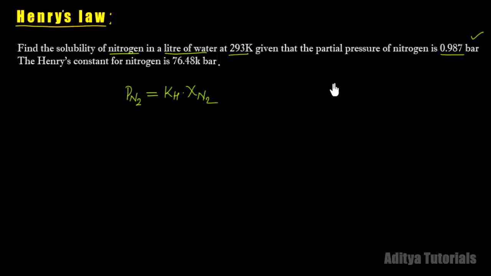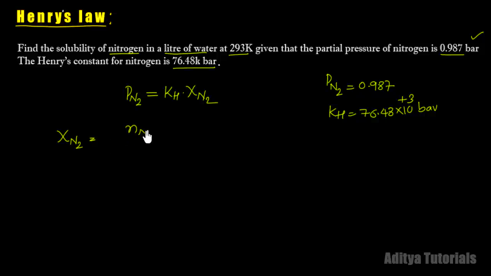Here the partial pressure of nitrogen, P N2, is given as 0.987, and the KH value we have is 76.48 kilobar, which means 10 to the power of plus 3 bar. Now we have these two terms, but we don't have the mole fraction of nitrogen, N2, in a liter of water. The formula is the number of moles of nitrogen divided by the number of moles of nitrogen plus the number of moles of water, H2O.